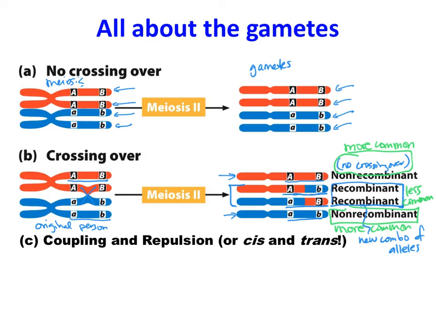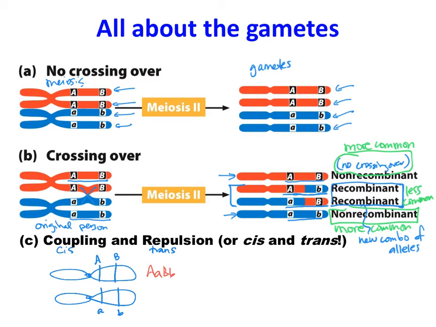The last set of terms I'd like us to think about is the idea of coupling and repulsion, also called cis and trans. Now, in cis, this refers to an arrangement of the alleles, like the red and blue chromosomes shown above, where one chromosome has big A and big B, the other chromosome has little a and little b on it. This combination of alleles would make up the genotype big A, little a, big B, little b. They're heterozygous for both genes.